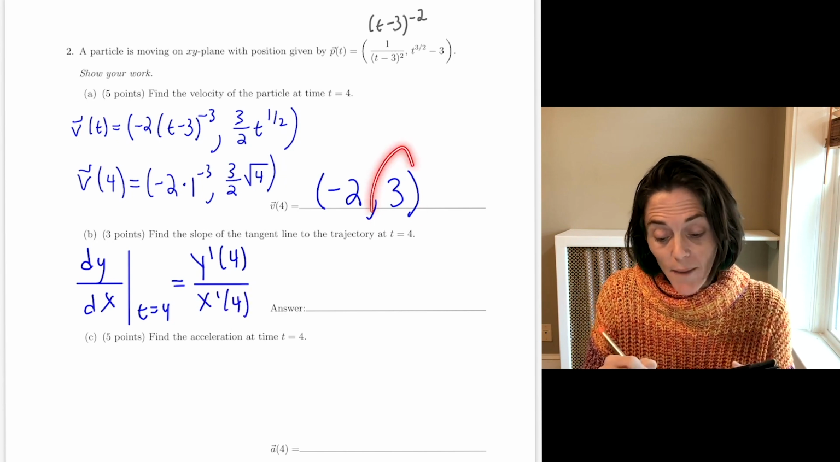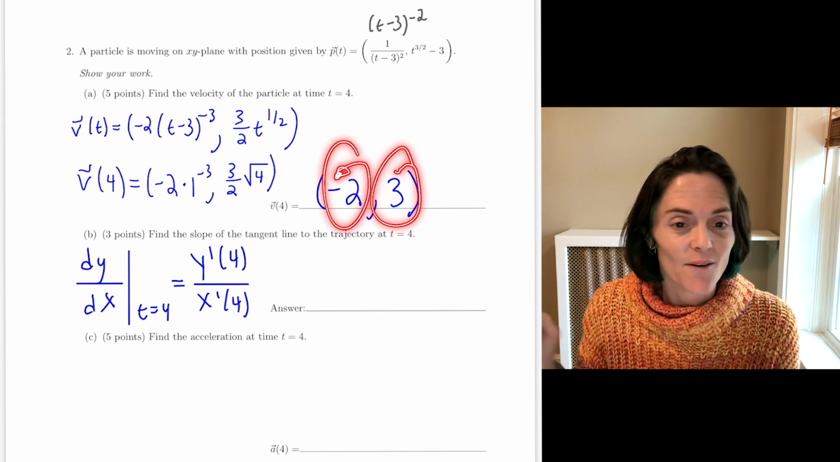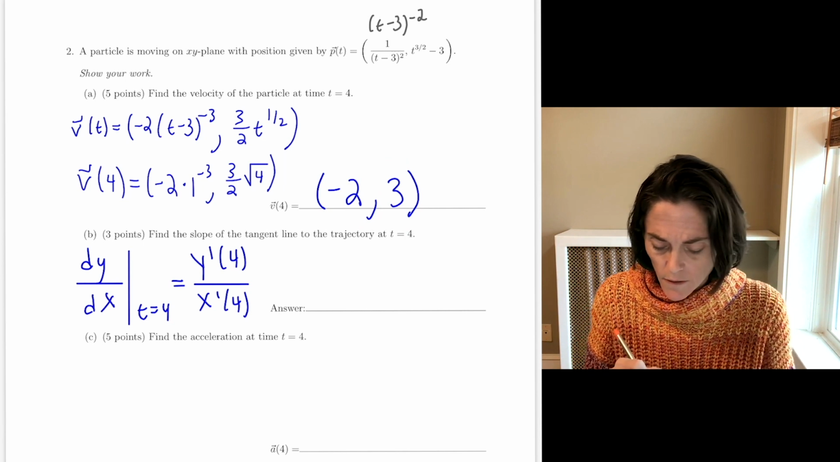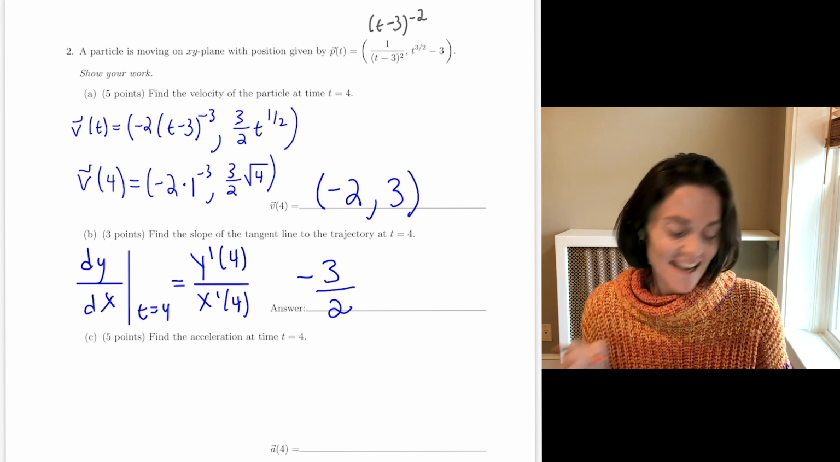But you see, here's y prime of 4, and here's x prime of 4. They're in my velocity vector, evaluated at 4. So I can just write down the ratio. This is 3 divided by minus 2, or negative 3/2.